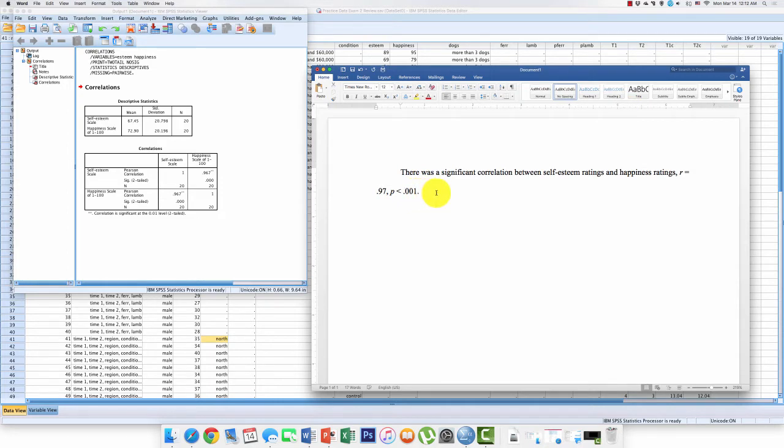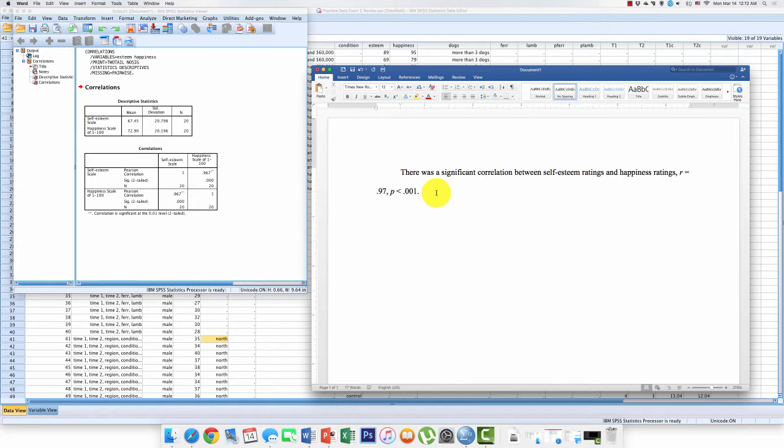I'm still waiting to find out from Debbie whether she wants you to put P is equal to 0.01 or P is less than 0.01. So I'll try to get back to you as soon as possible when I find that out. Okay, so we reported that correlation. You can see that it's a positive correlation.